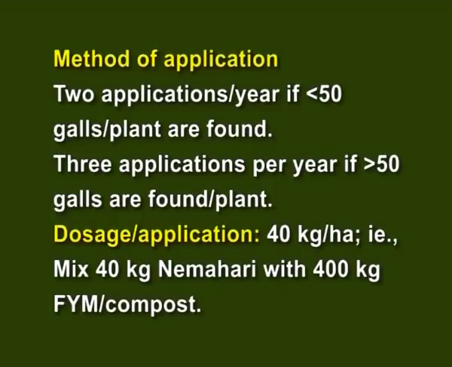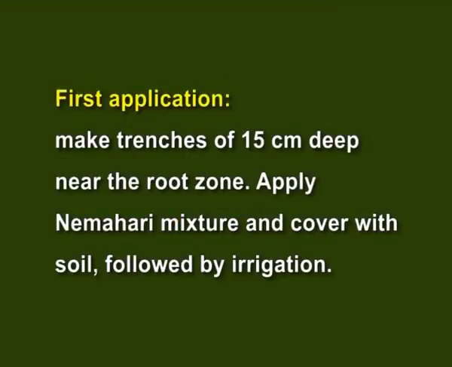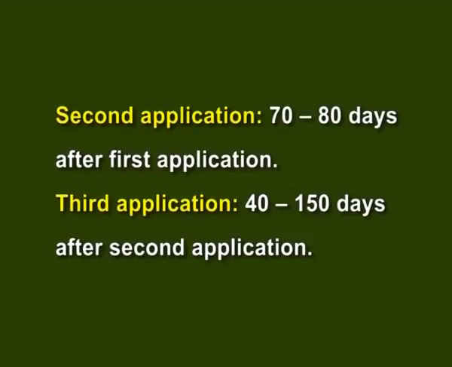Method of application. 2 applications per year if less than 50 galls per plant are found. 3 applications per year if more than 50 galls are found per plant. Dosage of application. 40 kg per hectare, that is, mix 40 kg Nemahari with 400 kg FYM or compost. First application, make trenches of 15 cm deep near the root zone. Apply Nemahari mixture and cover with soil followed by irrigation. Second application 70 to 80 days after first application. Third application 40 to 150 days after second application.